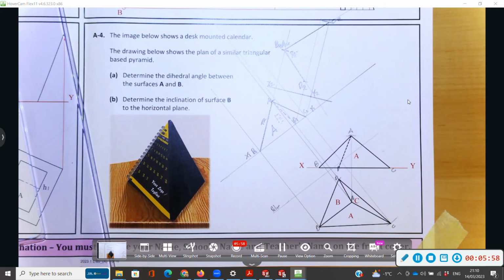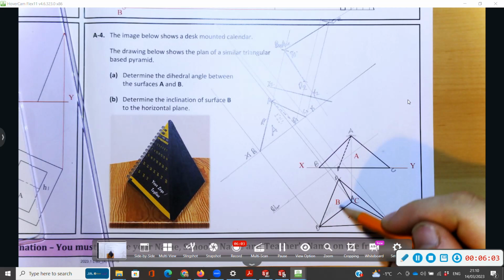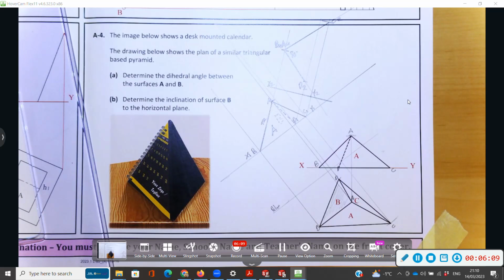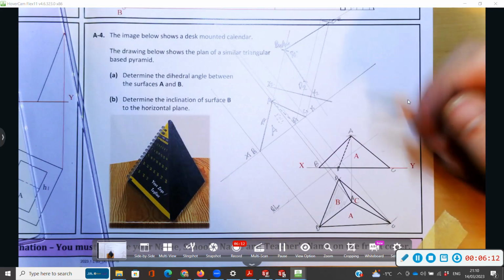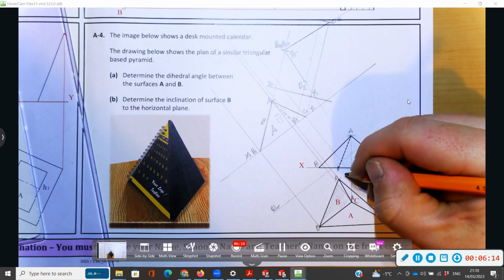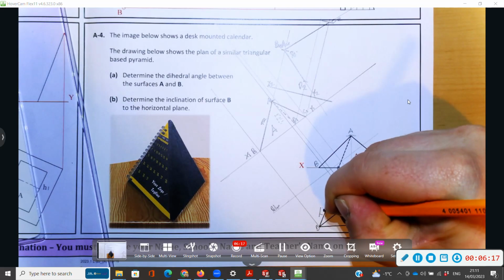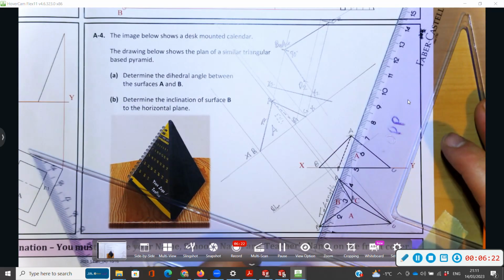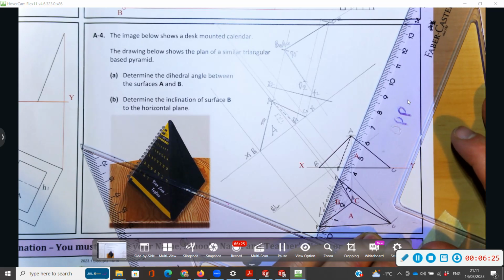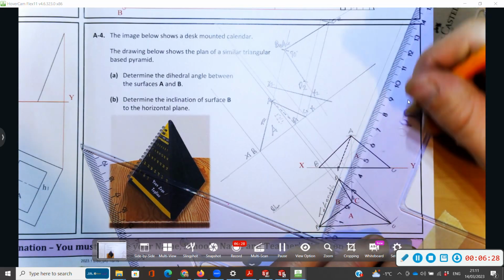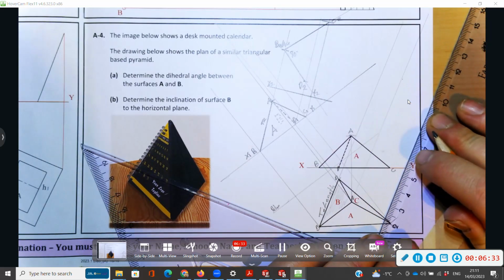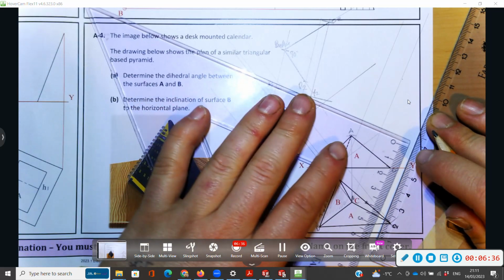Now, determine the true inclination of surface B to the horizontal plane. Now, here's surface B, and if I want to get that true inclination, I need to get surface B to project as an edge. Very similar to the last one, I'm going to look along a true length line. Now, B to D is a true length line because B to D is on the XY line in elevation. So I'm going to get my set square here and project along line BD and point A.